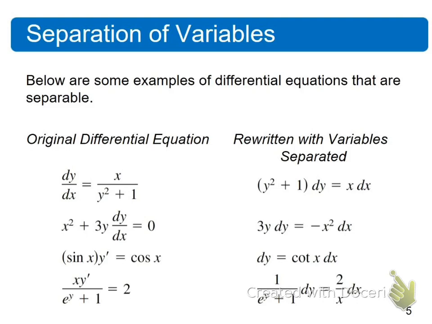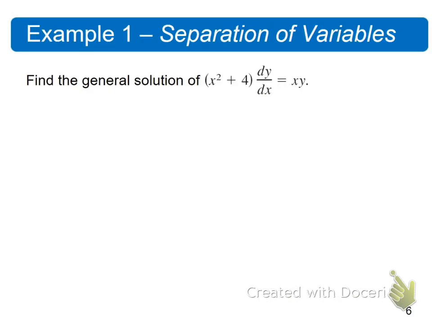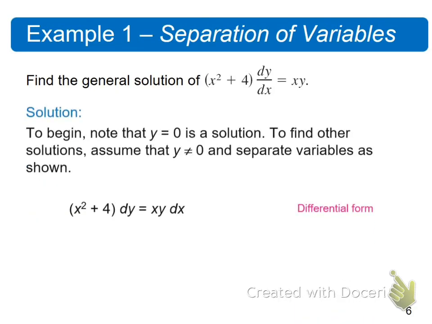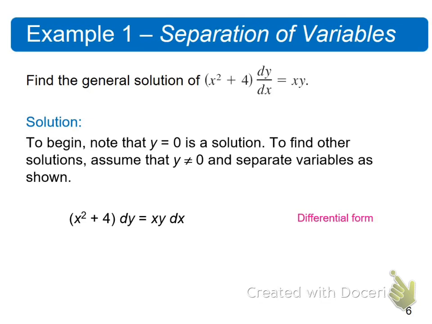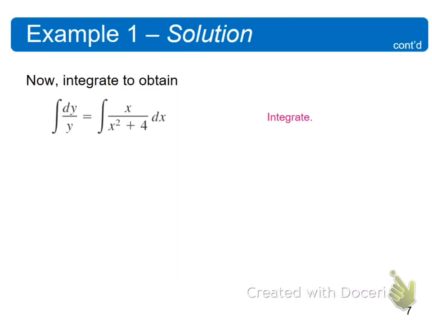It's a pretty straightforward technique, and I have a couple of examples here. So I have this one. Find the general solution of x squared plus 4 dy/dx equals x times y. Okay? So, showing how we're going to put everything in differential form, we're going to separate our variables. I'm going to write a couple of these out. If I go to here, I rewrote it algebraically, and then I take the antiderivative.